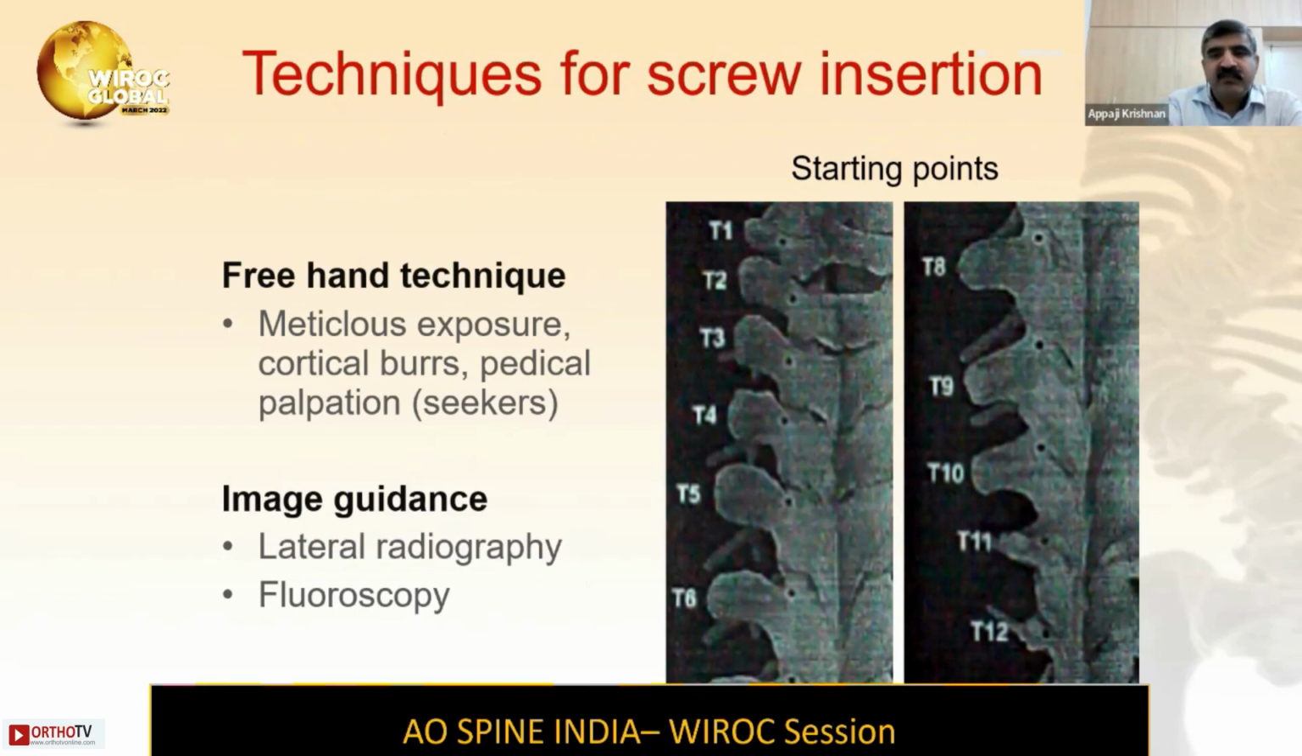So these are the important entry points as we have marked in this picture, as you can see, from T1 to T7. And then the point moves slightly inferior and slightly medial from T8 to T12. The point is in the upper end of the transverse process, where the transverse process meets the lamina from T1 to T7, where the superior facet, transverse process and the lamina meet, and from T8 to T12, it is slightly inferior to that point and medially placed.